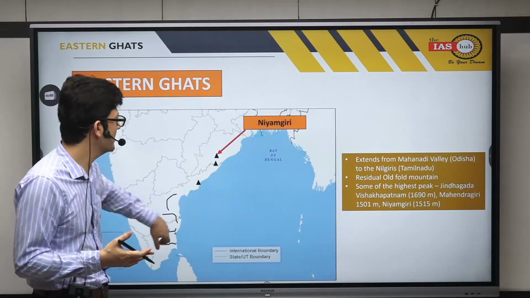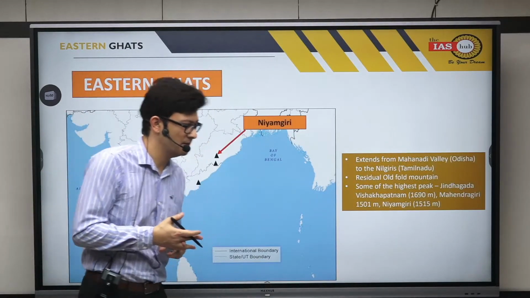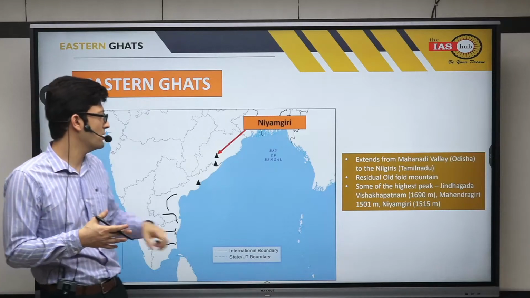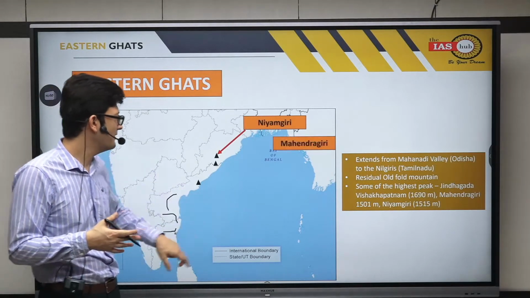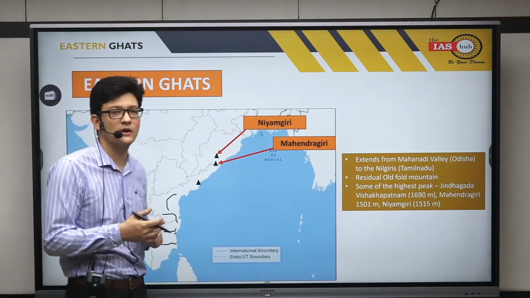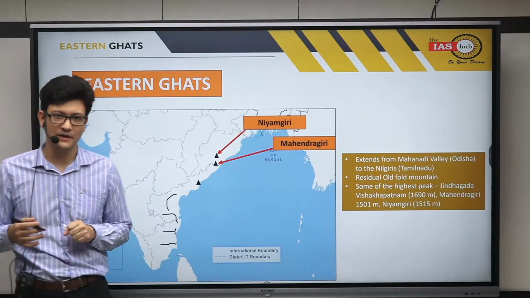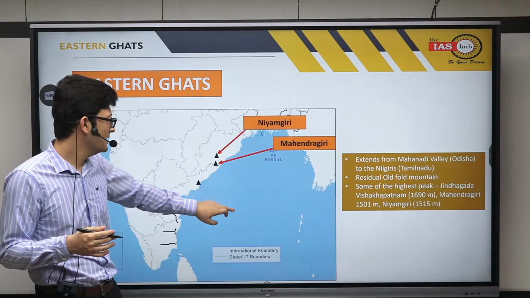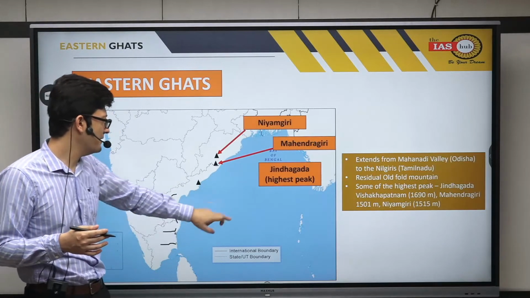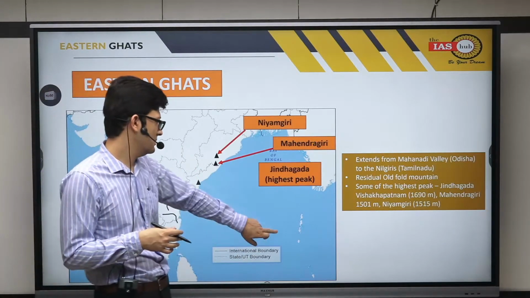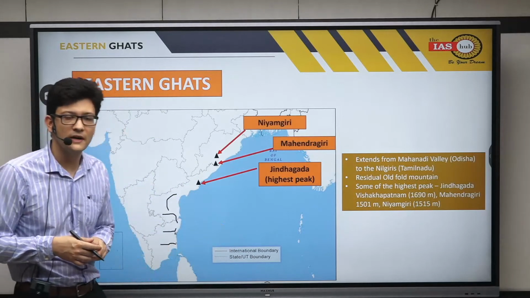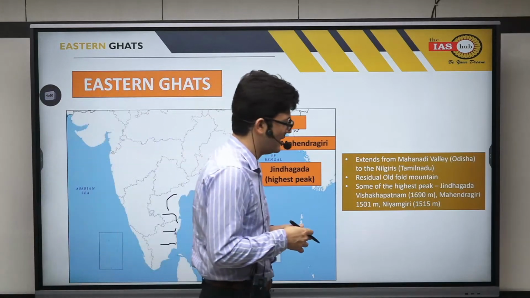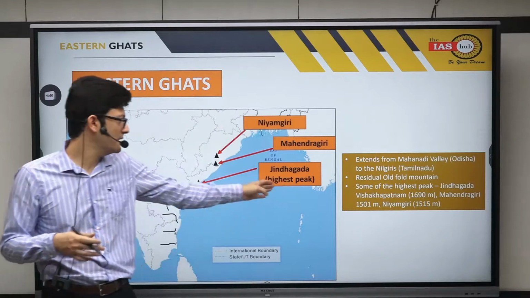There is Niyamgiri peak, which is a major peak you'll find in the Eastern Ghats in the Odisha region. Then we have Mahindragiri peak, which you'll find between Odisha and Andhra Pradesh. This is one of the highest peaks. Then we have Jindagada peak, which is the highest peak of Eastern Ghats, and you'll find it near Vishakhapatnam. At 16,090 meters, you'll find Jindagada peak.